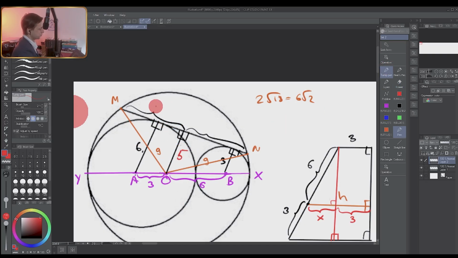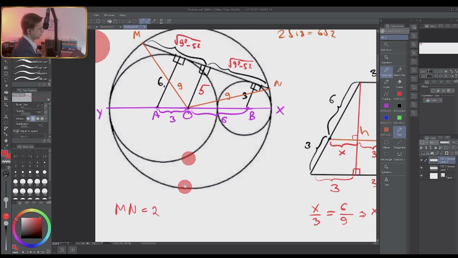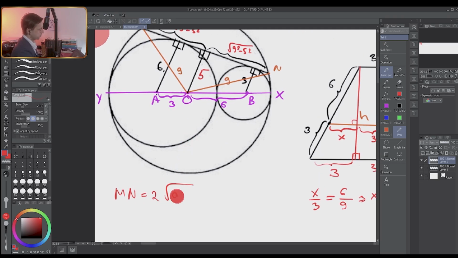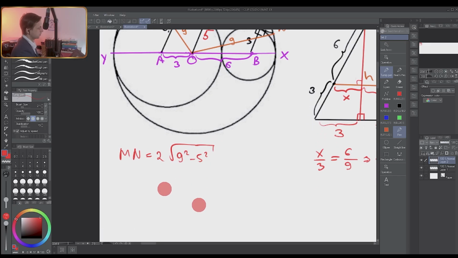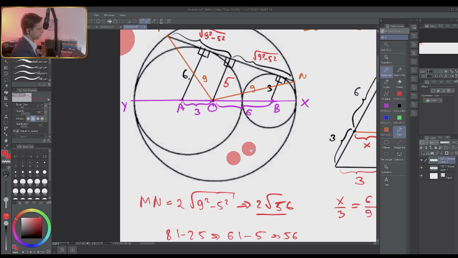Therefore, from this right triangle, by using the Pythagorean theorem, this leg is the square root of 9 squared minus 5 squared, and this leg from this right triangle is also the square root of 9 squared minus 5 squared, and the total length of the chord MN will be 2 square roots of 9 squared minus 5 squared. Well, let's calculate it. 81 minus 25. So 81 minus 20 is 61, and of course, we should not forget about minus 5, so it will be 56. So the result is 2 square root of 56. It is the real chord MN, the length of MN.